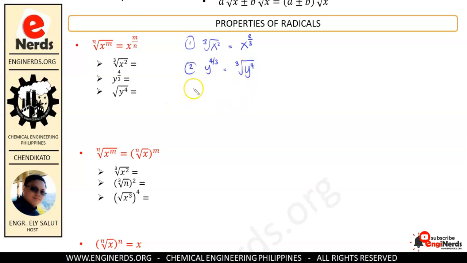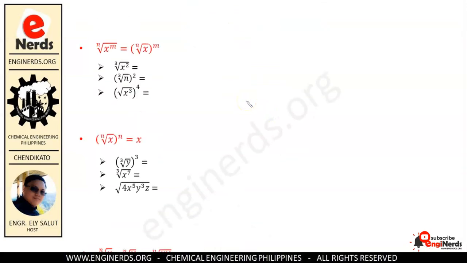Okay? And number 3. Well, alam natin na kapag walang number na nakasulat dito sa ating index, that will be square root. So, ang given natin is square root of y to the 4th. Well, this is basically equal to y to the 4th over 2, which is equal to y squared. Dahil 4 divided by 2 is equal to 2. Now, let us go to the next property.